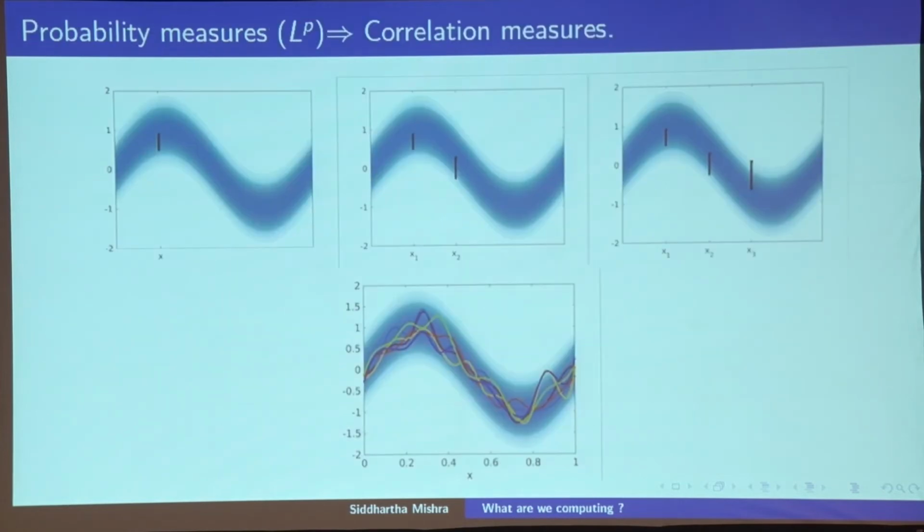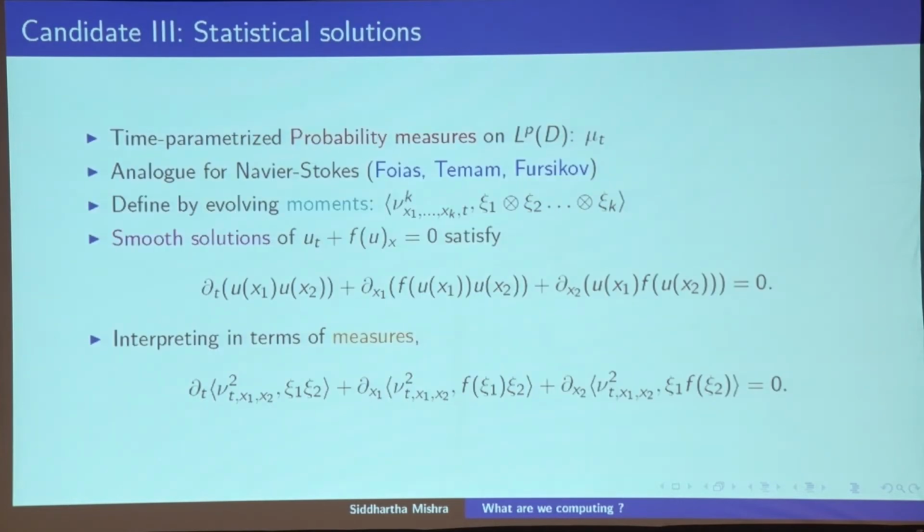So now, in order to determine the solutions, I come to the third candidate for my convergence of numerical methods, something that I call statistical solutions. So these are time parameterized probability measures on a function space. The analogs for Navier-Stokes were done some 30 years back. And the idea is that you have to evolve the moments. Remember that the moments tell you exactly what this measure is going to be.